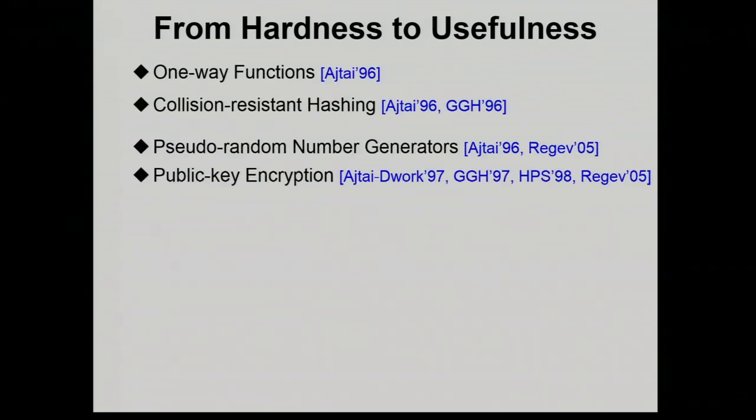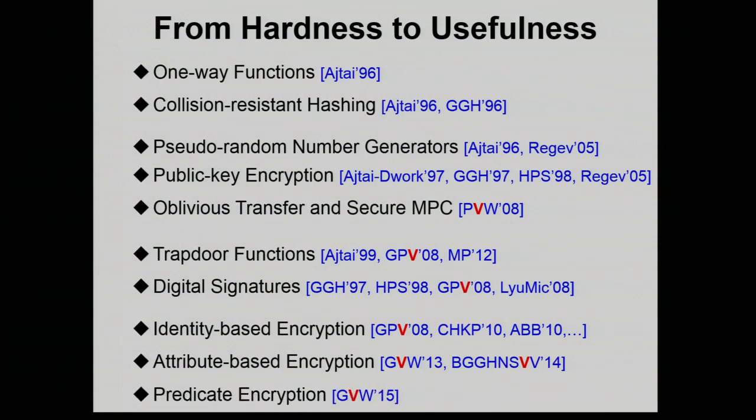Okay, so hardness is good. Average case hardness is even better, but we're not happy with that. We want to go from hardness to usefulness. What can we do based on this average case hardness? That is really the story of today, and hopefully the next talk and tomorrow. You can build many things from lattices. This is just an incomplete list of cryptographic objects and citations. You can do tons of things, and believe it or not, I want to tell you about all of these today in the next 1.5 hours.